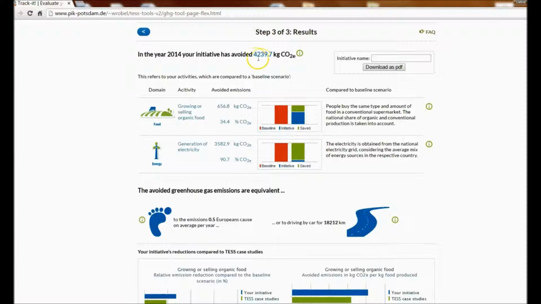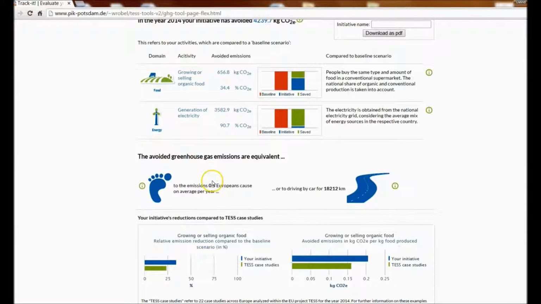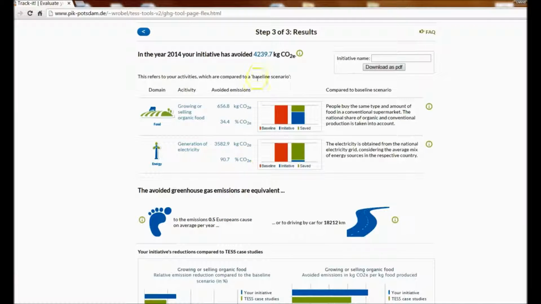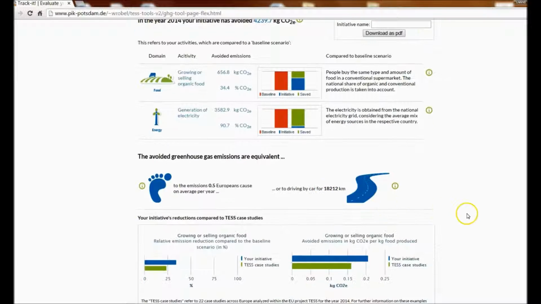Since this number, 4,000 kilograms of CO2, might not be intuitive, we translate it by considering the average European footprint. So these 4,000 kilograms, it turns out to be what an average European citizen emits in a year, or what 18,000 kilometers driven by a car.